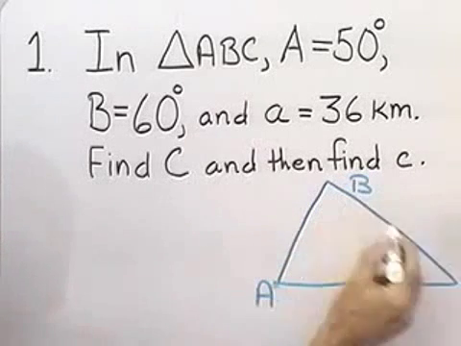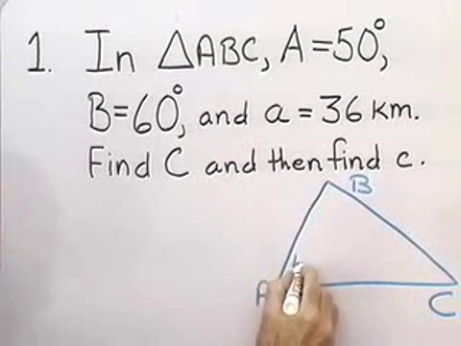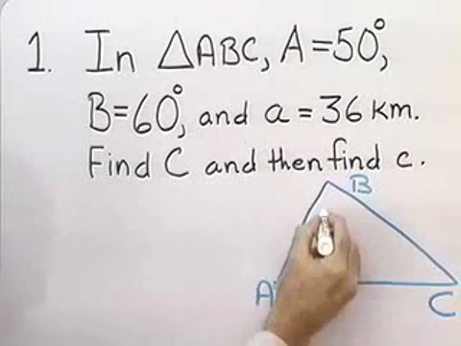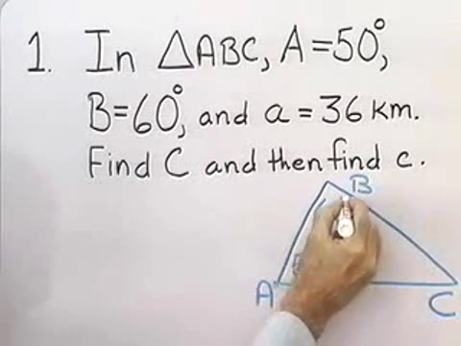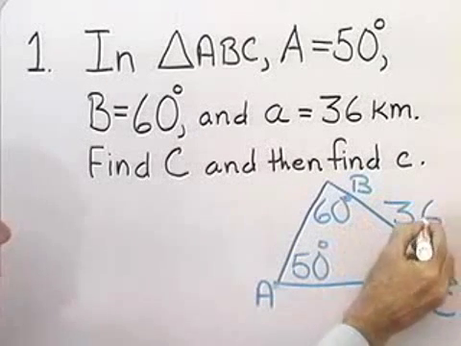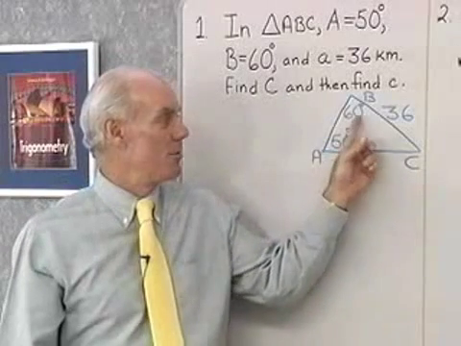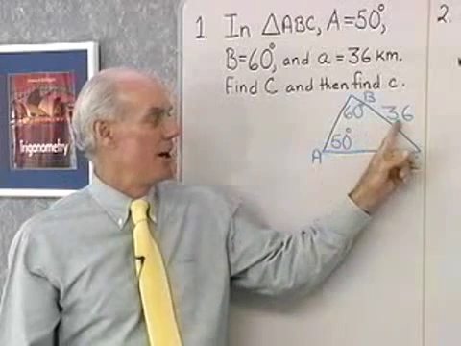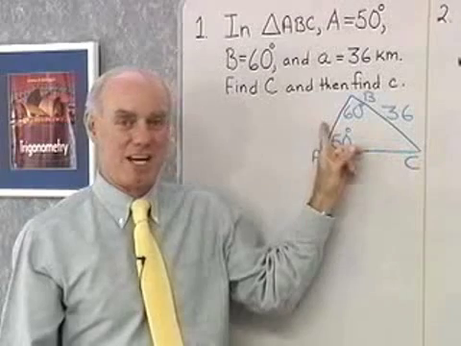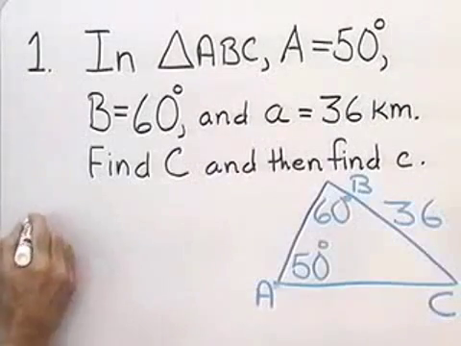Here's angle A, angle B, and angle C. I know that angle A is 50 degrees, so I'm going to label this angle with 50 degrees. Angle B is 60 degrees, so I'll label that 60 degrees. And then side a is 36 kilometers, so I'll label this with 36. Now I have my triangle for reference, and I've labeled the information that I'm given. I'll find angle C first, and after that I'm going to find side c.